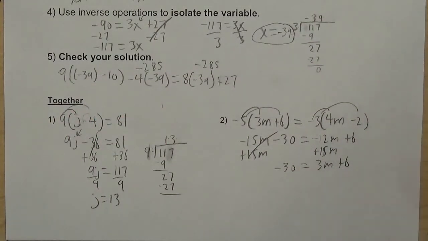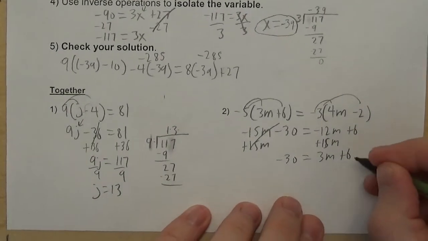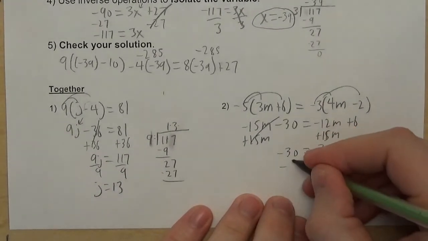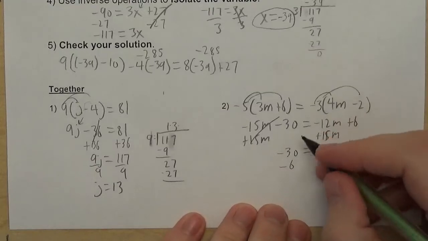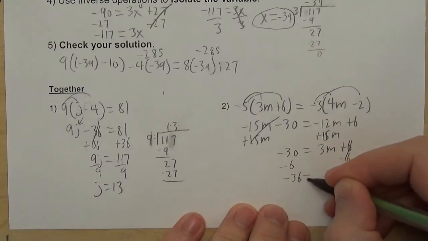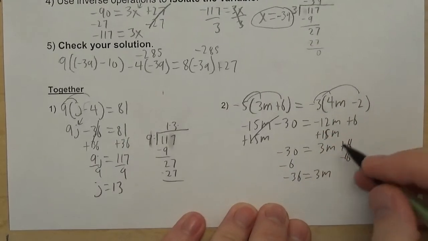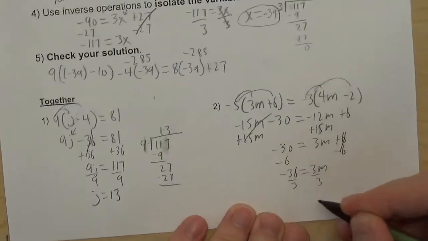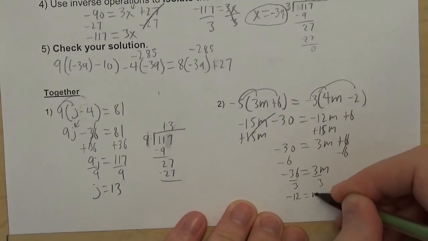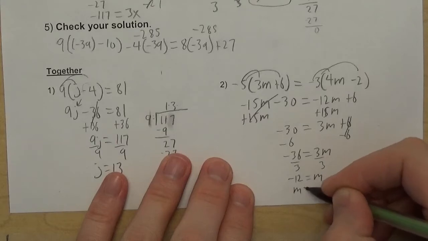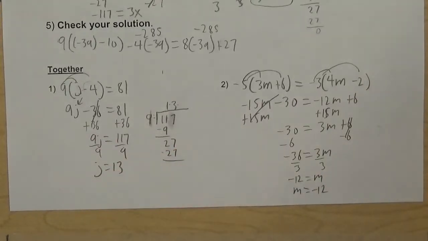And so now we just have a two-step equation to solve here. So we're going to subtract 6 on each side. We get negative 30 minus 6 is negative 36 equals 3m. And then we divide by 3. We get negative 12 equals m, or m equals negative 12.